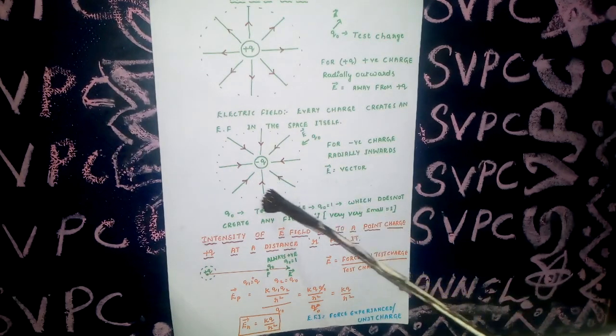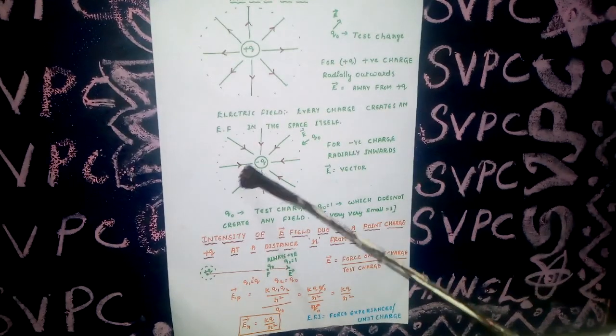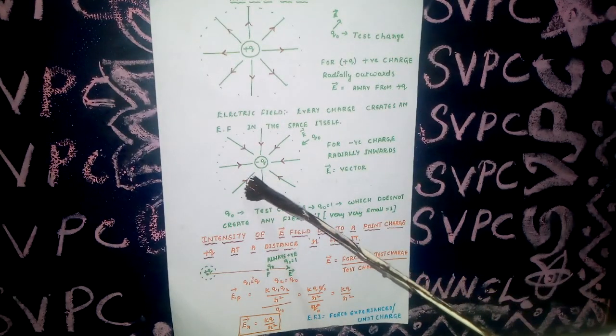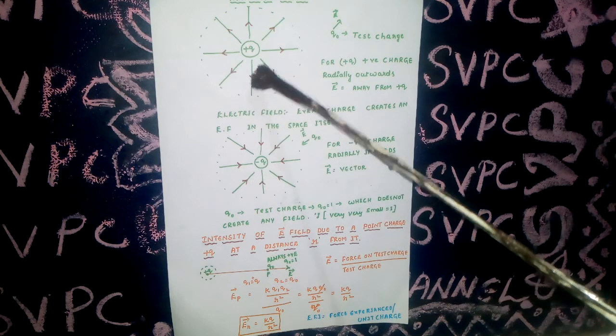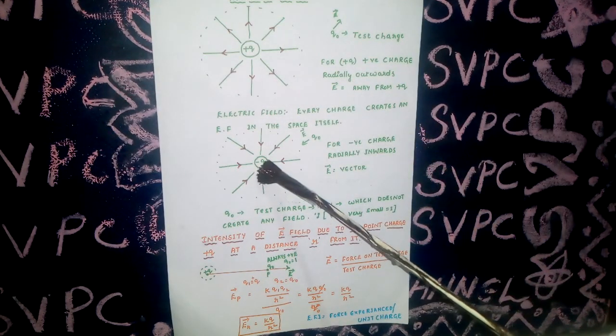Okay, if I take a negative charge, see, the direction of field is coming like this towards the negative charge. So the arrow you have to see, this is outwards, this is inwards. For negative charge it is inwards. For positive charge it is outwards. Direction is important for the charges. So for positive it is outward, for negative it is inward.